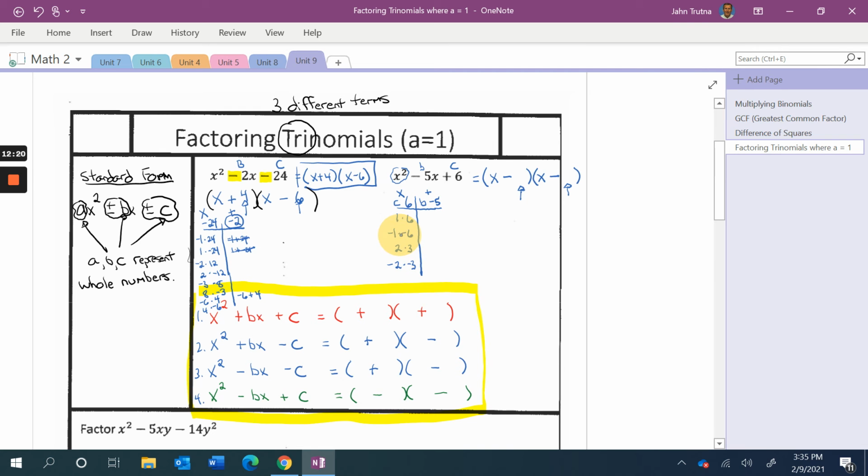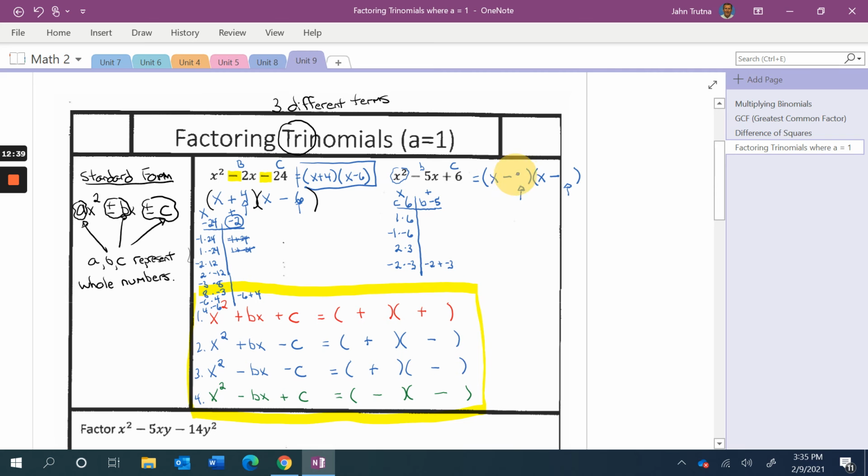Okay, that's it. So there are 4 pairs of numbers that multiply to make positive 6. One of those pairs is going to add to make negative 5. Which one is it? It's the negative 2 plus negative 3. That adds to make negative 5. You have your two numbers.